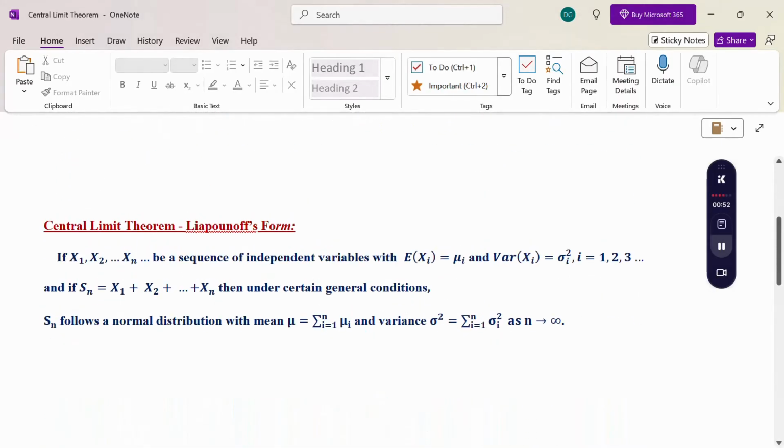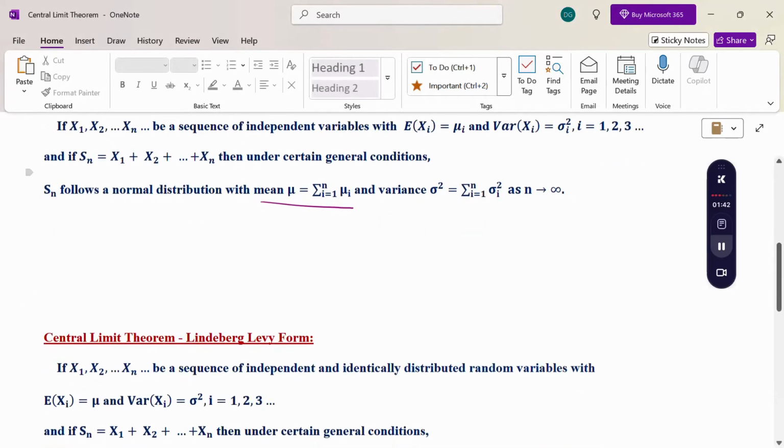Now, the forms of the central limit theorem. Liapounoff form: if X1, X2, etc., Xn be a sequence of independent variables with E of Xi equal to mu i and variance of Xi equal to sigma i square, i equal to 1 to infinity, and if Sn equal to X1 plus X2 plus etc. plus Xn, then under certain general conditions Sn follows a normal distribution with the mean mu equal to summation i from 1 to n of mu i, and variance sigma square equal to summation i from 1 to n of sigma i square, as n tends to infinity. So this is the Liapounoff form.